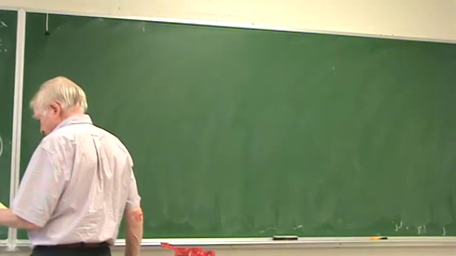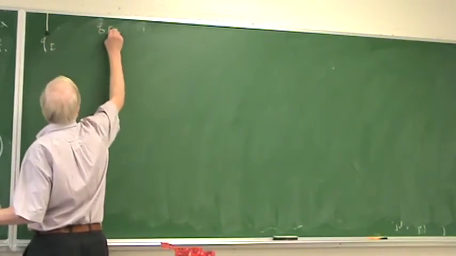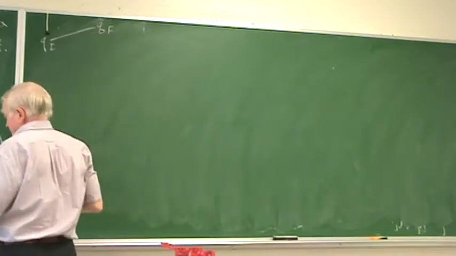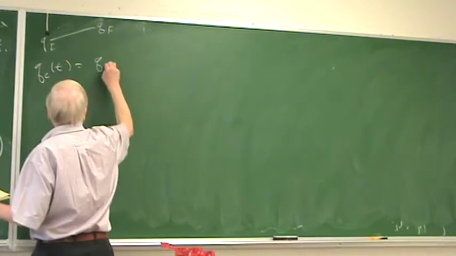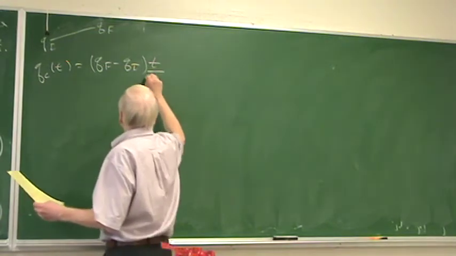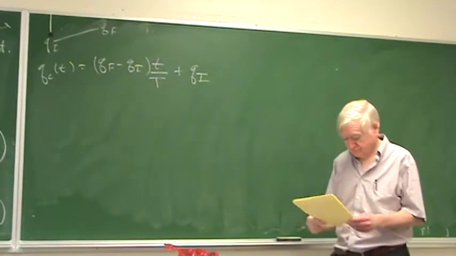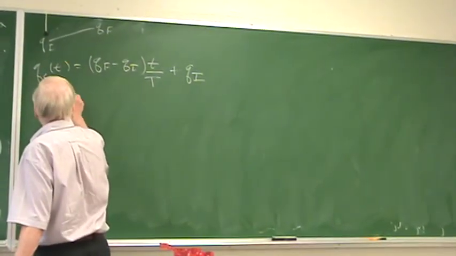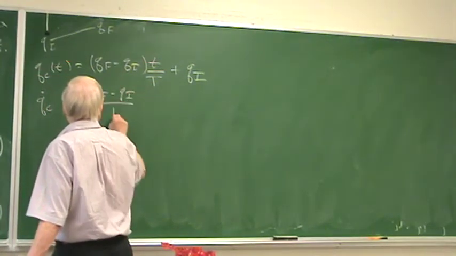So we're talking about going from qi to qf in time T. Well, what's the classical path? It's a straight line. The classical path is (qf minus qi) times t over big T plus qi. And so q classical dot is just (qf minus qi) over big T.